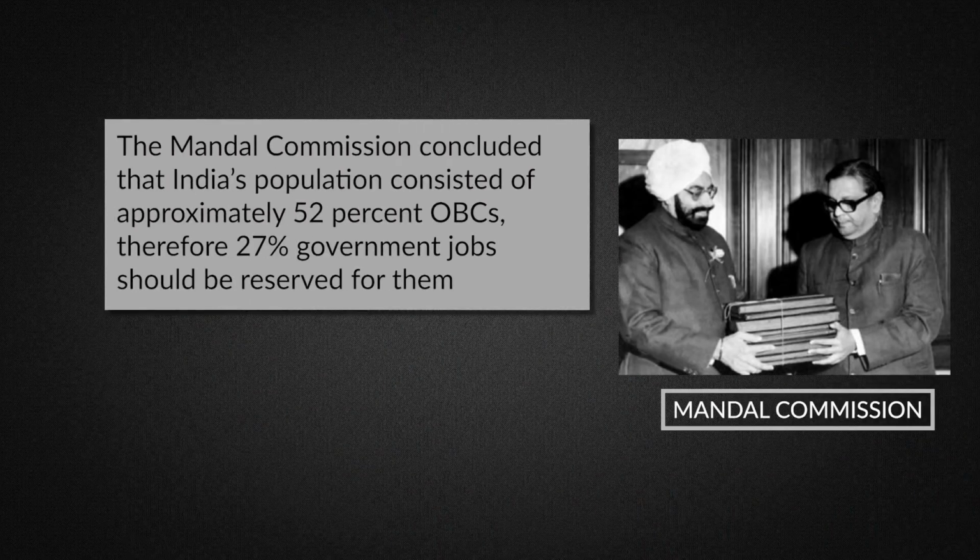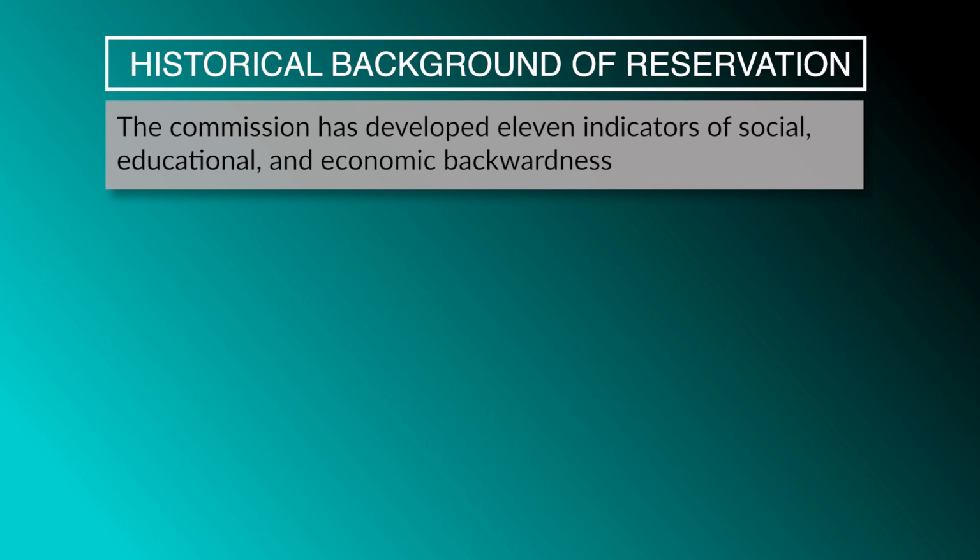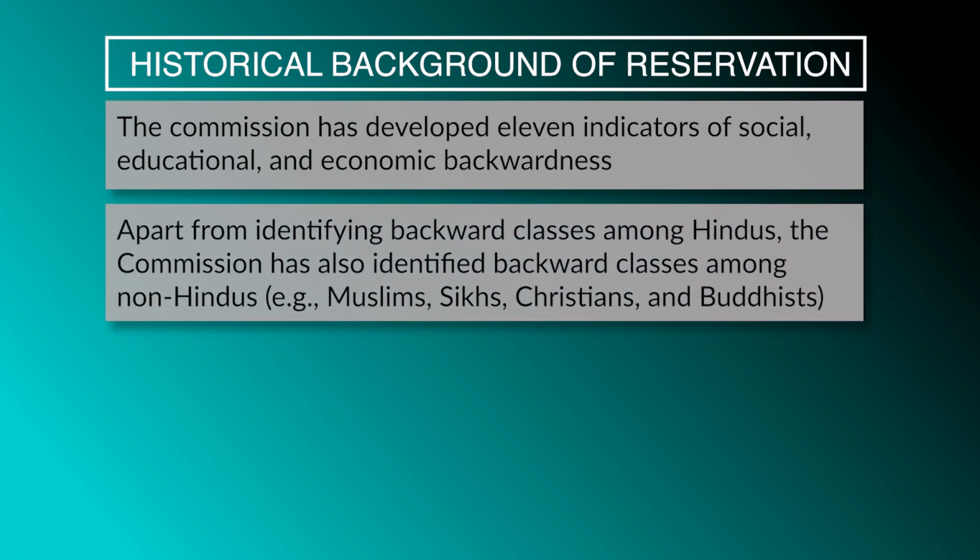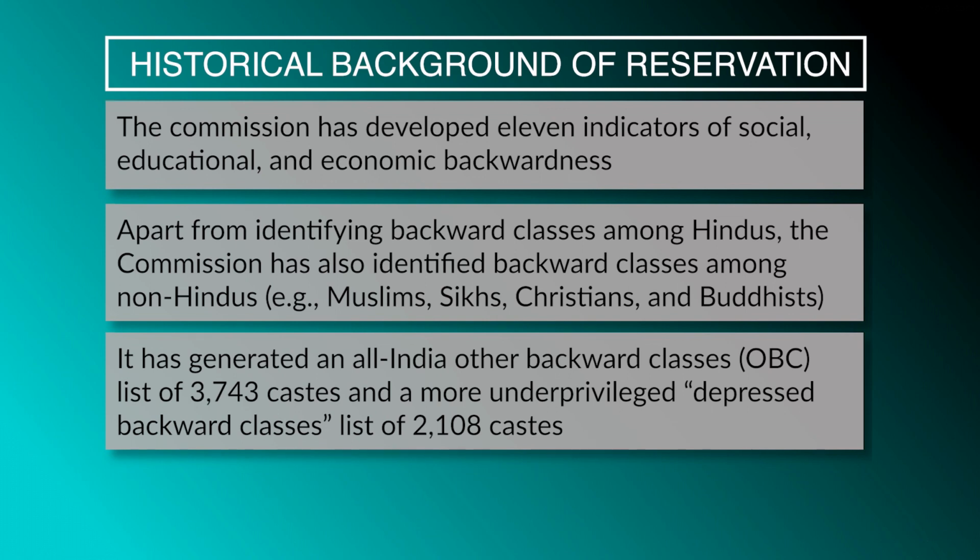The Mandal Commission concluded that India's population consisted of approximately 52% OBCs, therefore 27% of government jobs should be reserved for them. The Commission developed 11 indicators of social, educational and economic backwardness. Apart from identifying backward classes among Hindus, the Commission also identified backward classes among non-Hindus like the Muslims, the Sikhs, the Christians and the Buddhists. It generated an All India Other Backward Classes list of 3743 castes and a more underprivileged depressed backward classes list of 2108 castes.